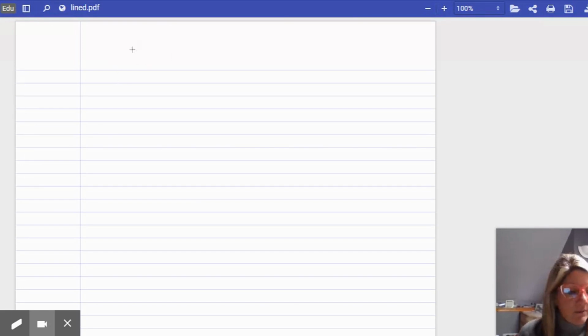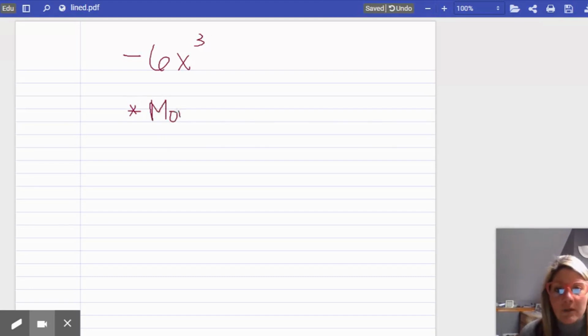So let's say that we were given an expression and that looks like this, negative 6x cubed. Now this is very nice because there's only one term. As you can see, there's no plus or minus sign, so I have just the one term. So when I classify it by the number of terms, since I have 1, it is a monomial.